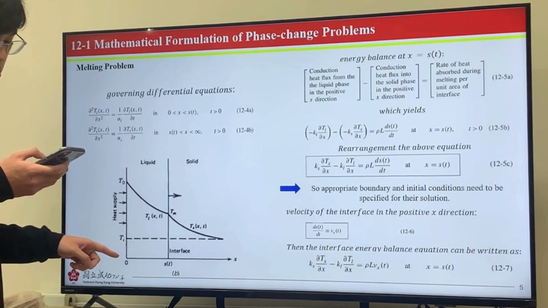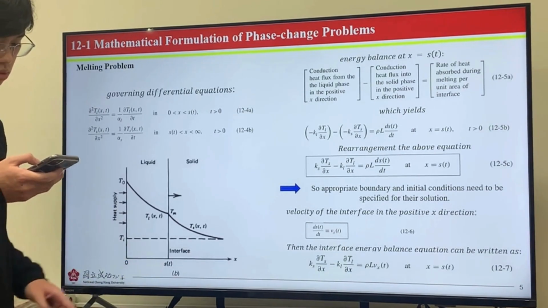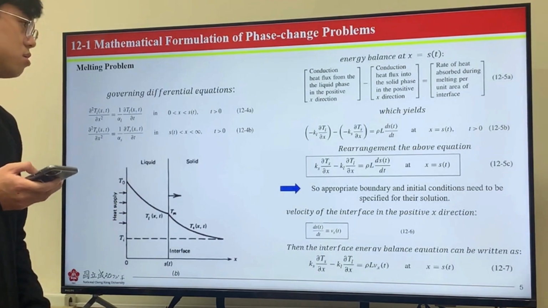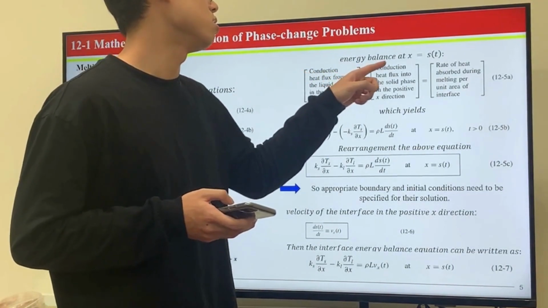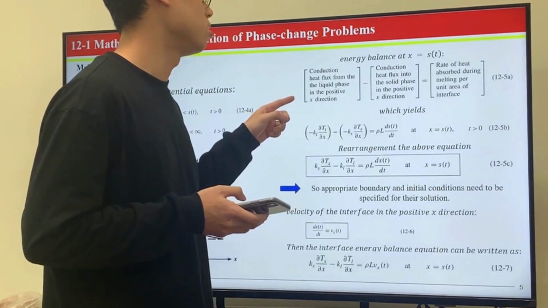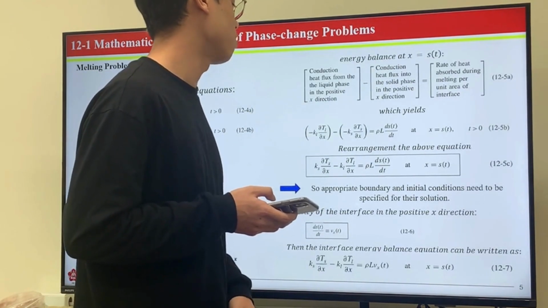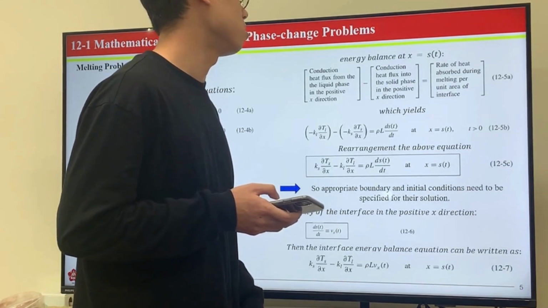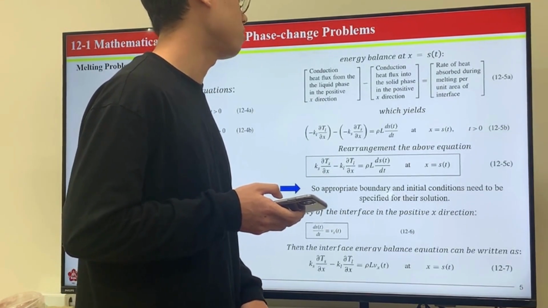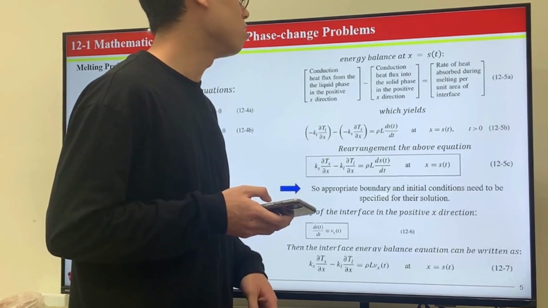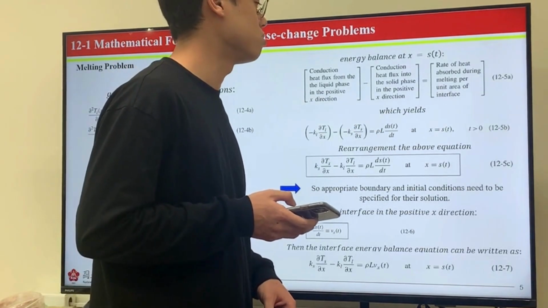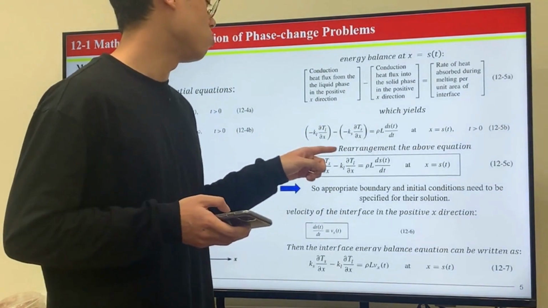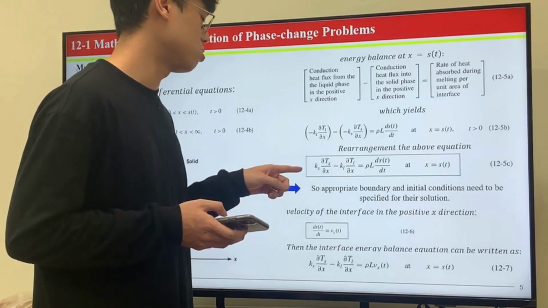In figure B, the position s(t) represents the interface between the solid and the liquid phase. The energy balance at x equals s(t) is: conduction heat flux from the liquid phase in the positive x direction, minus conduction heat flux into the solid phase in the positive x direction, equals the rate of heat absorbed during melting per unit area of interface, which yields this equation. Rearranging the above equations gives this one.